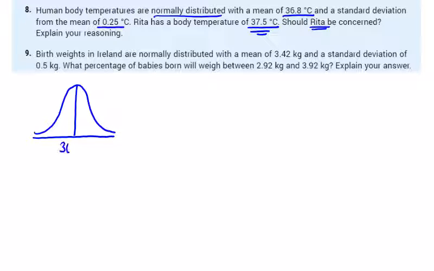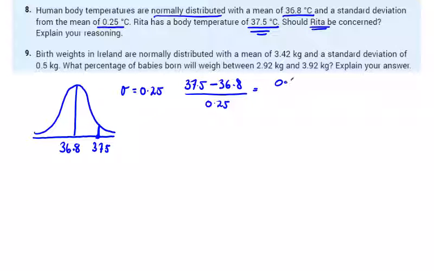So my average is 36.8. I'm testing 37.5, and we have a standard deviation of 0.25. So we're testing 37.5 against 36.8, and dividing by 0.25. Now what's the top going to give us? 0.7. Well, if it was 0.75 over 0.25, that would be 3 standard deviations. It should be absolutely at the extreme end. She can't be far off here.